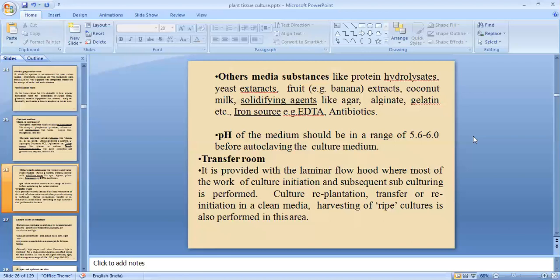And next one is the transfer room. This is where the laminar airflow hood is present, where all the transfer of the nutrient medium into the culture vessels or transfer of the explant, everything has to be done in an aseptic manner under the laminar airflow with the help of the UV light. When the culture replantation or transfer or any kind of step has to be done, it is done in a clean aseptic area under laminar airflow.